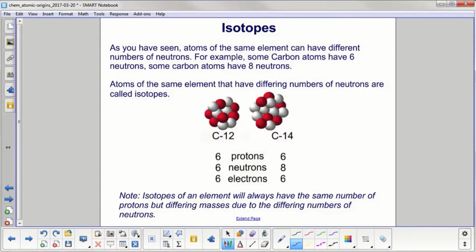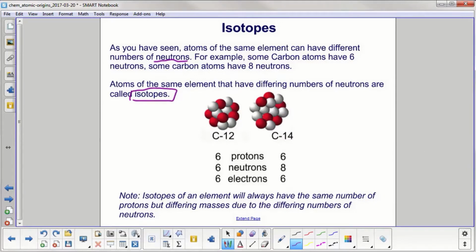Isotopes. As we've seen, atoms of the same element can have different numbers of neutrons. Of course, each unique element has its own specific amount of protons, but the neutron number can vary. For example, some carbon atoms have 6 neutrons, some have 8. Atoms of the same element that have differing numbers of neutrons are called isotopes.